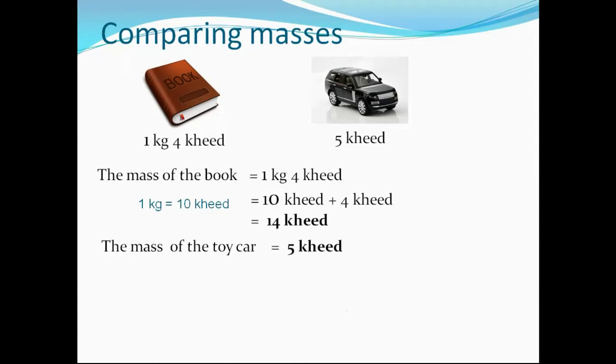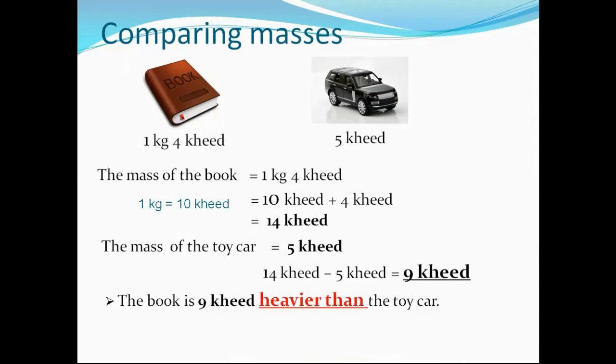The mass of the toy car is 5 kg. So we use minus for our math operation to compare the two objects. 14 kg minus 5 kg equals 9 kg. So the book is 9 kg heavier than the toy car because the mass of the book is bigger than the mass of the toy car. And the toy car is 9 kg lighter than the book because the mass of the toy car is smaller than the mass of the book.